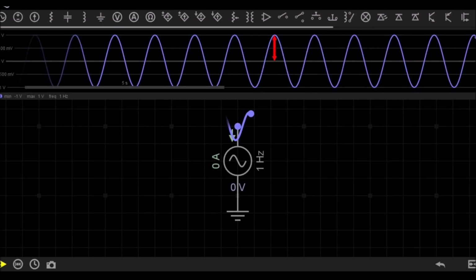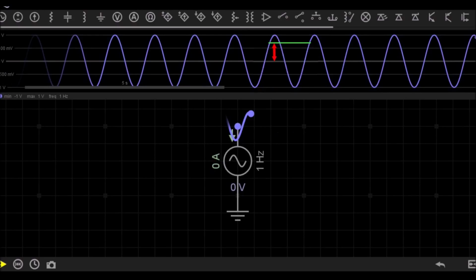The peak voltage is when the sine wave reaches its maximum positive voltage. In this example, we can see the peak voltage of the sine wave is 1 volt. The peak to peak voltage is the maximum positive and negative voltage. Our sample sine wave has a peak to peak voltage of 2 volts.